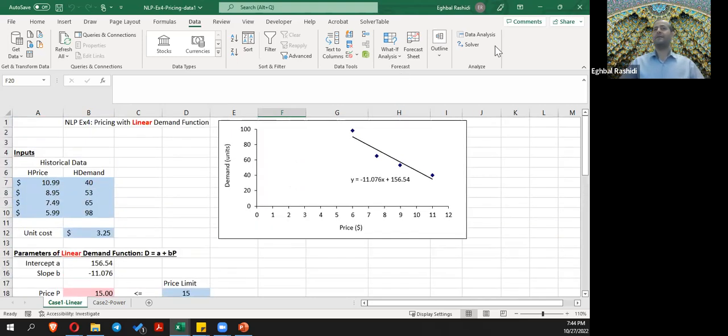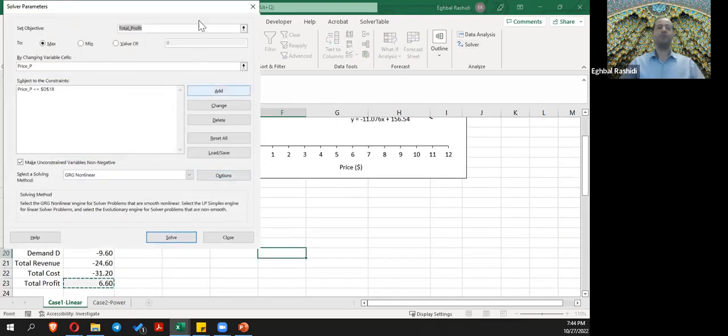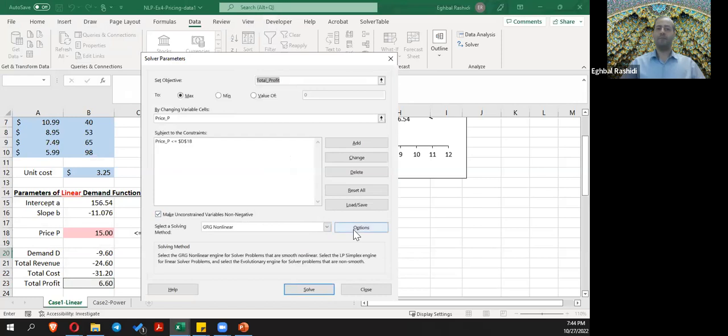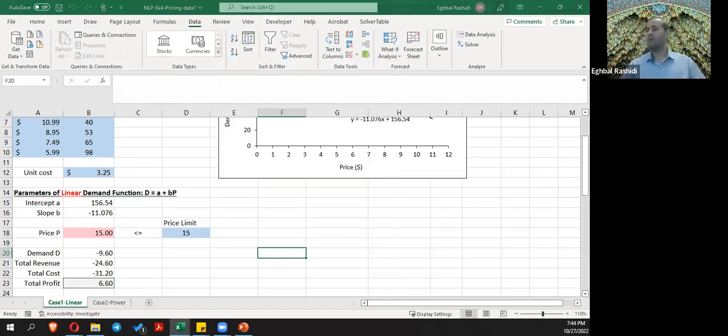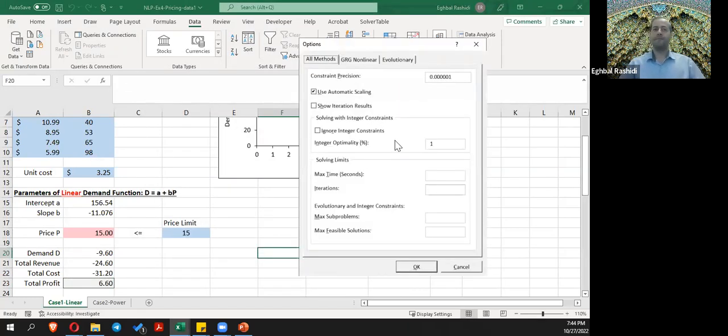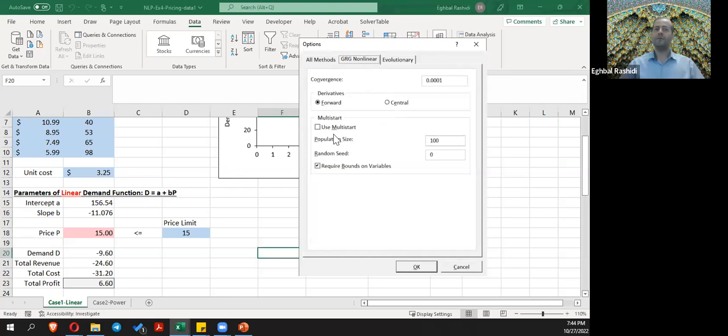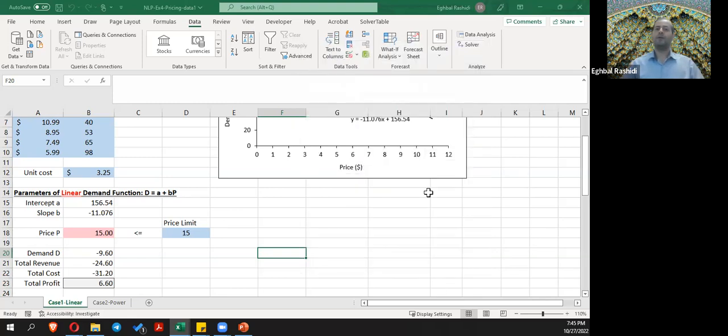So we can try the options that I mentioned. I'm going to go to GRG Nonlinear. Here we can say start with multiple starts. I don't want to go with 100, I'm going to go with 10. I'm going to set it to 2. And let's run it.